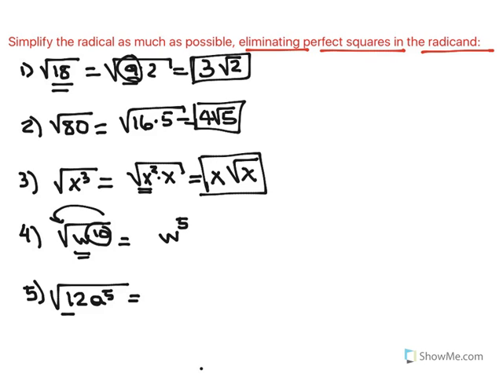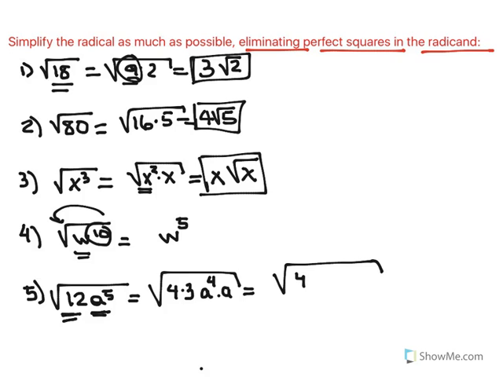Okay, now let me go here. 12 is not perfect. a to the 5th is not perfect. So I'm going to write 12 as 4 times 3, and I'm going to write a to the 5th as a to the 4 times a. So we can see what's going to happen. I'm going to put the perfects at the front. 4 is perfect, a to the 4th is perfect. I'm going to put them at the front. And then these expressions that are not perfect, I'm going to put at the back. So 3 and a.